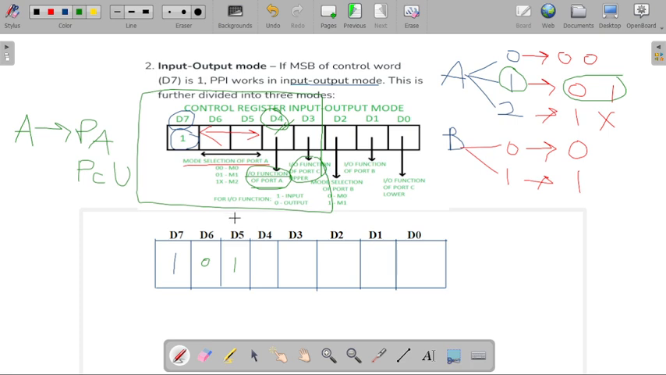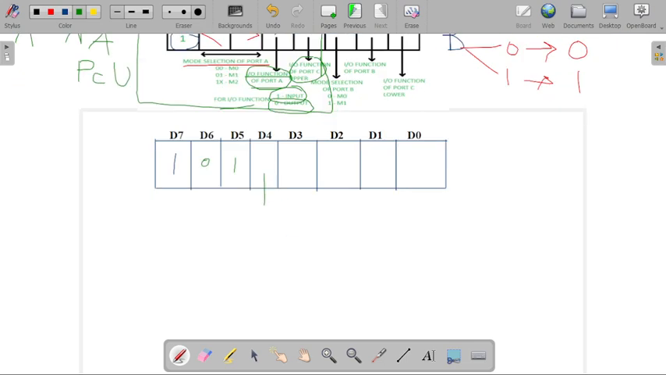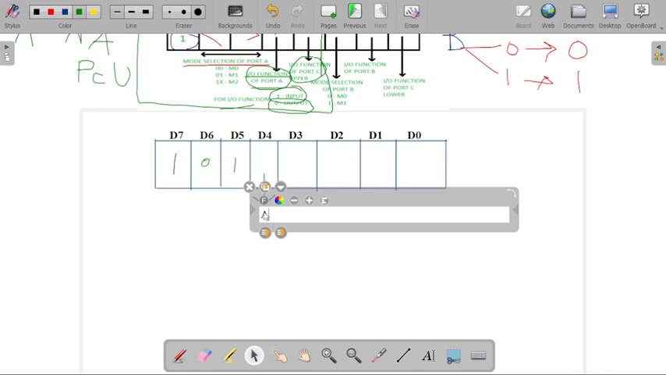Whenever we have to set the input function, we write here 1, and whenever I have to set the output function, then I write here 0. So this bit will be used for our port A, and this next bit I am using here for port C upper part.